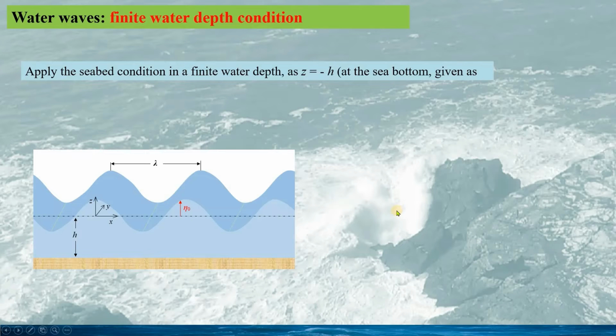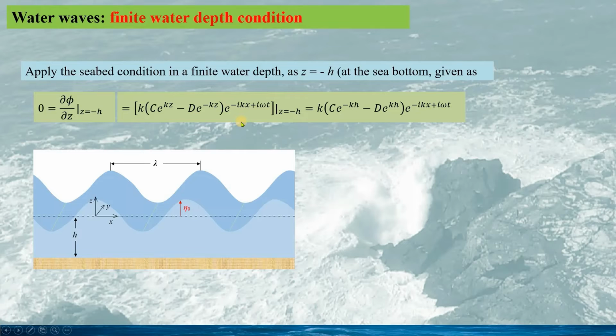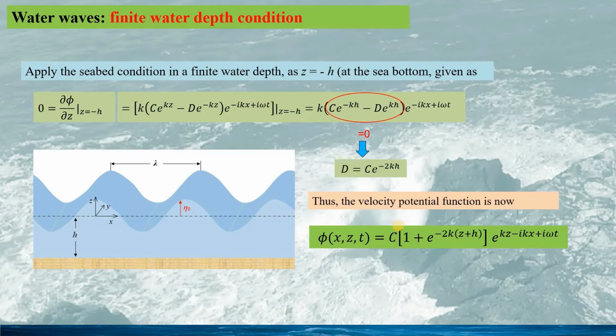We examine the seabed condition here. The impermeable seabed condition is given as this. The vertical velocity at the seabed is 0. Substitute the general velocity potential function into this seabed boundary condition. We have the expression as this and this. To ensure the seabed condition, this part must be 0. Hence, we can obtain the relation between the constant c and the constant d as this. Therefore, the velocity potential function can be written in this form. Now here, only the constant c needs to be decided.